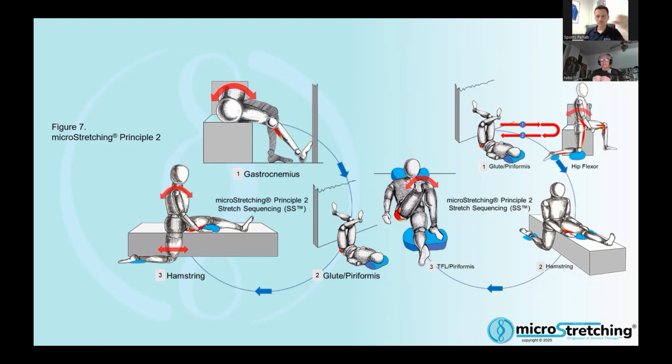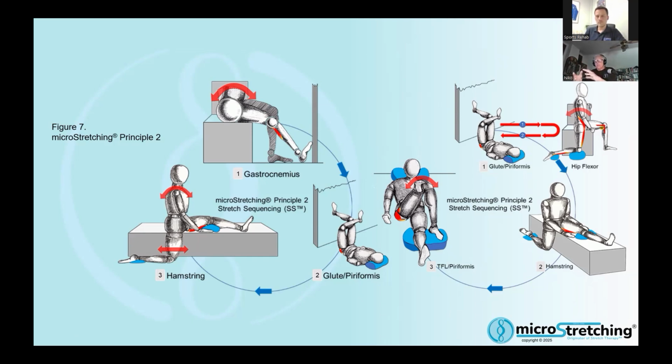The other thing that you look at with principle number two, which is stretch sequencing, is let's say you prescribe a stretch to an individual. In this case, we're looking at the second diagram and it says glute piriformis. And the person's stretching their glute piriformis, but instead of them feeling a stretch in their glute, they're now feeling a sensation anteriorly in their hip flexor area. Okay. So that is telling you that that is the muscle of concern right now.